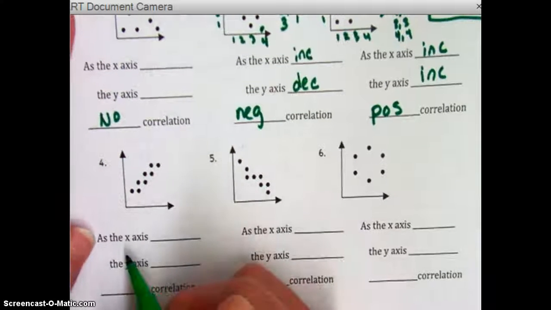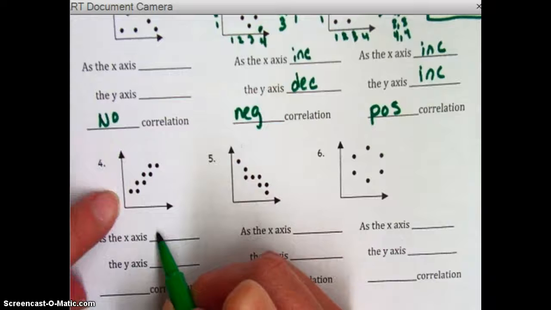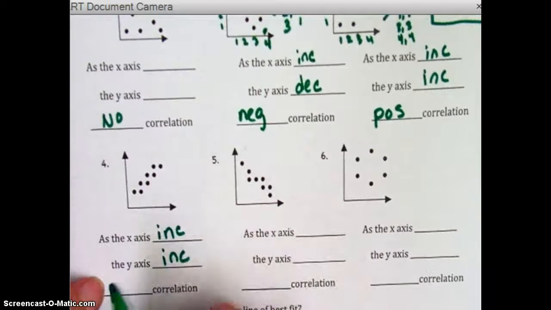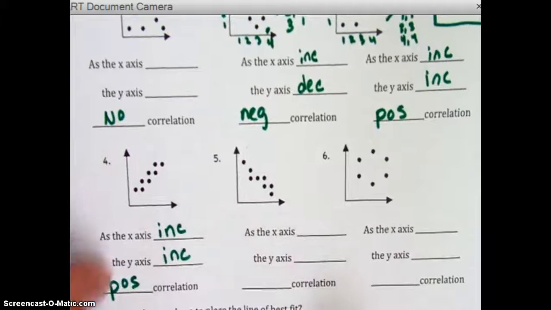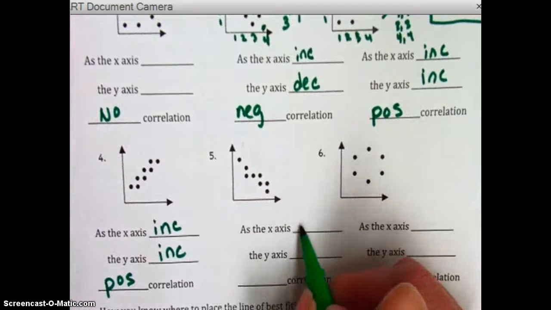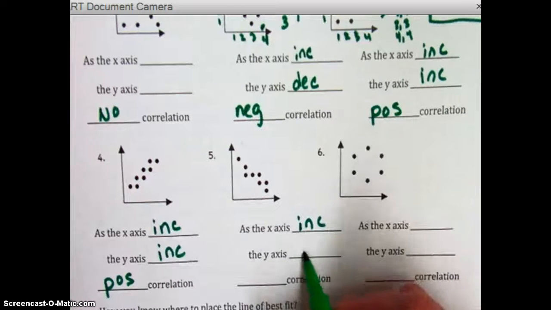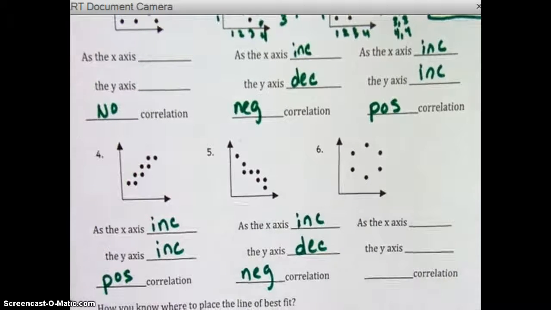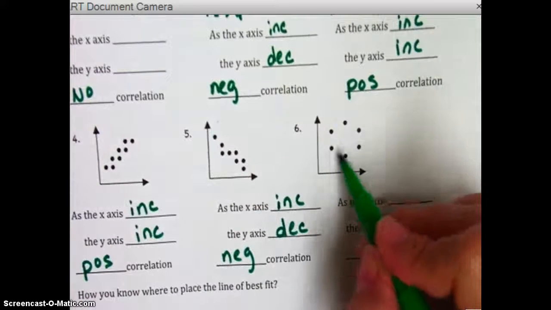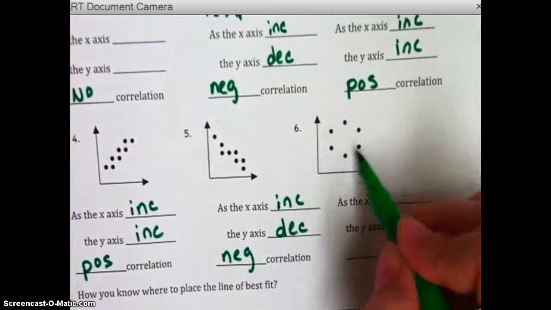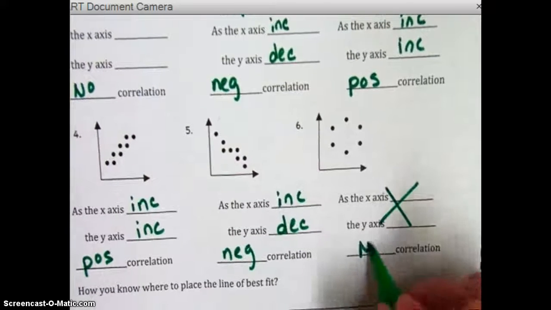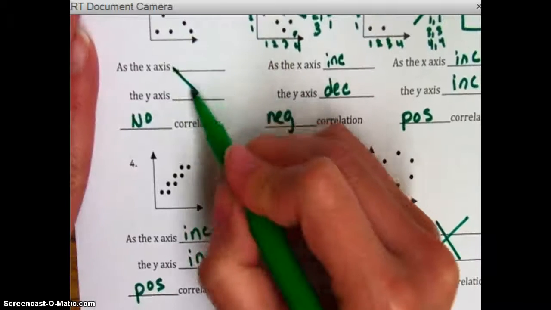So on this one here, as the x-axis is increasing, the y-axis is also increasing. This is a positive correlation. As the x-axis increases, the y-axis is decreasing. This is a negative correlation. And here you just have these random points, I mean it's a circle, but it's not like they're going up or going down. So this one, there's no correlation at all. So this would be a no correlation. Here I should have put an X.